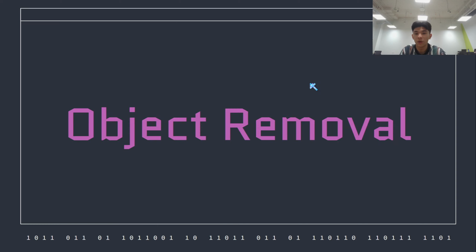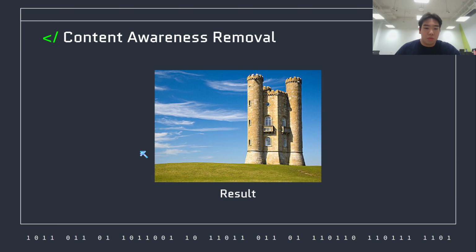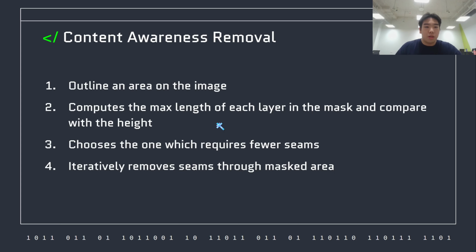So now Solomon will share more about the object removal in our program. Hi, so now I'll be moving on to the object removal. Given that we have this original image on the left, if we were to outline the human in the image, the object will be removed, which is the human, and this is the result. What happens behind the scenes is that after you outline an image, it computes the max length of each layer in the mask and compares it with the height. It chooses the one which requires fewer seams, and it iteratively removes seams through the mask area.